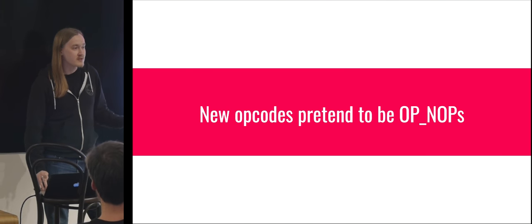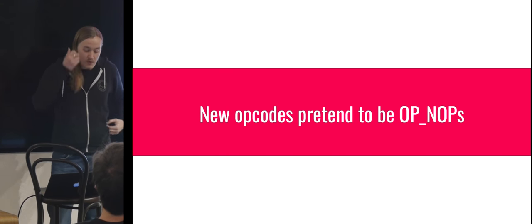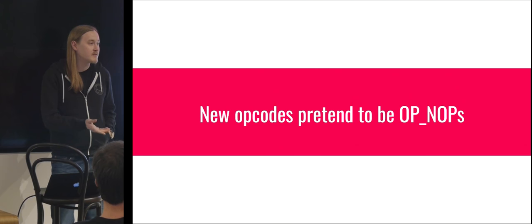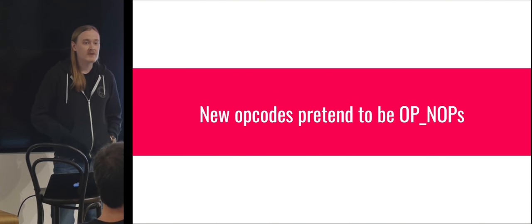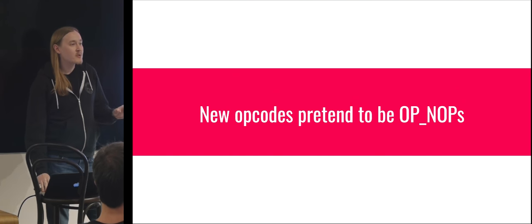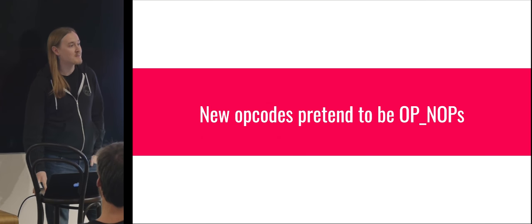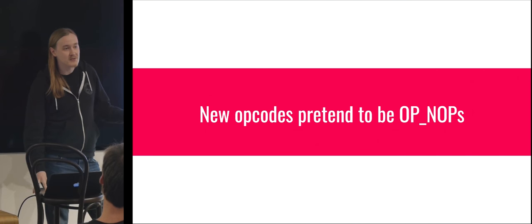So Script is hard to upgrade. We're stuck with whatever Satoshi gave us. In the past, there have been two major upgrades, OP_CLTV and OP_CSV, which both relate to time locks. And for backwards compatibility reasons, they both have to pretend to be OP_NOPs, so that if there's an old client who doesn't understand check lock time verify or check sequence verify, it has to pretend it's a no operation.